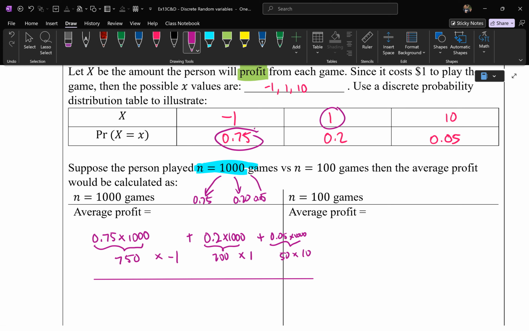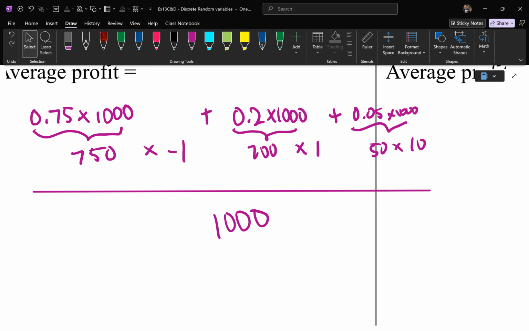But can you see in the mathematics in itself, had I not wrote the working out, and I just wrote 750 times -1, 200 times 1, plus 50 times 10, it misses out on the fact that you can see the working out here. They're all dividing by 1,000, and they all have a factor of 1,000. So that means you're always going to cancel them out. No matter how many games you play, the average will always cancel out. That's why it ends up being, it's just 0.75 times -1.